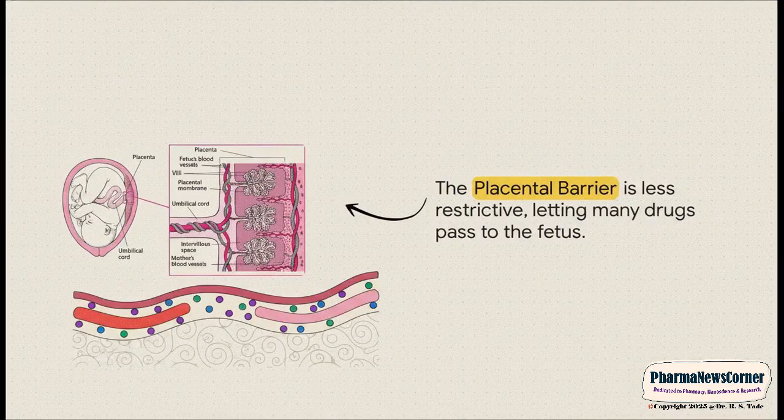Then you've got another super important one, the placental barrier. This separates the mother's circulation from the baby's. Now, while it does offer some protection, it's way less strict than the BBB.